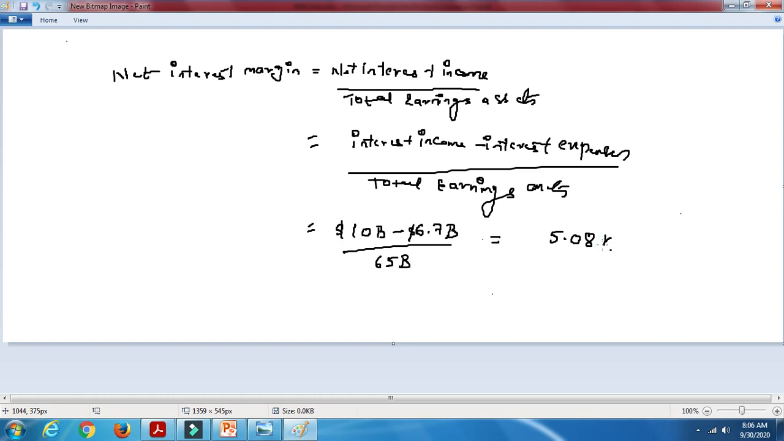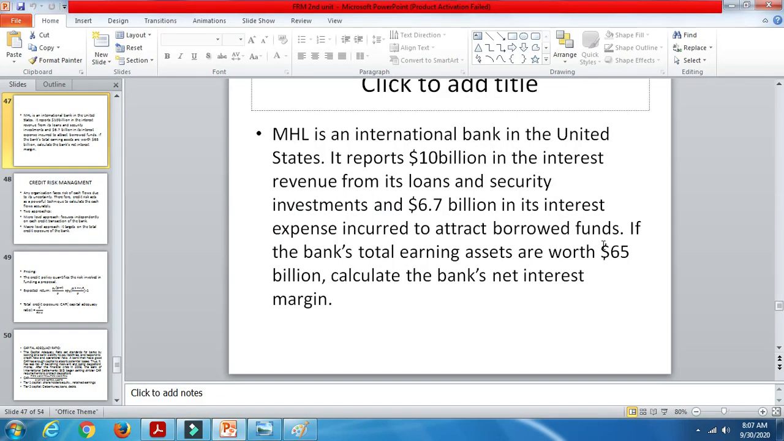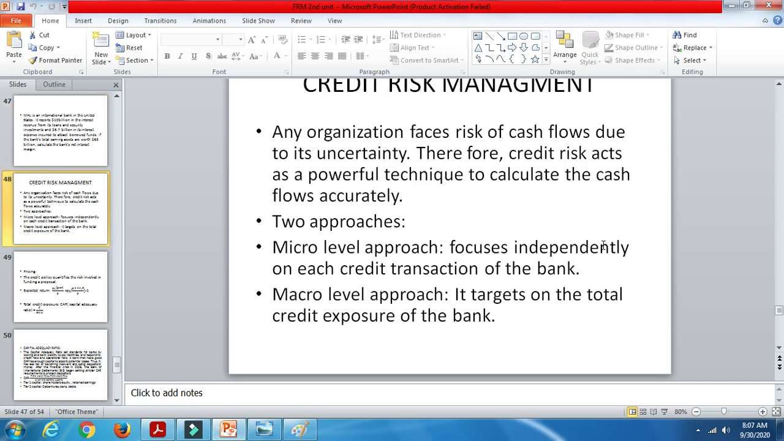He is asking us to calculate the net interest margin. So it is nothing but net interest income divided by total earning assets. So basically net interest income will be calculated by interest income minus interest expenses, divided by total earning assets. So 10 billion minus 6.7 billion divided by 67 billion. Okay, so this is how you need to calculate the bank interest margin. Let's move on to the next topic now.